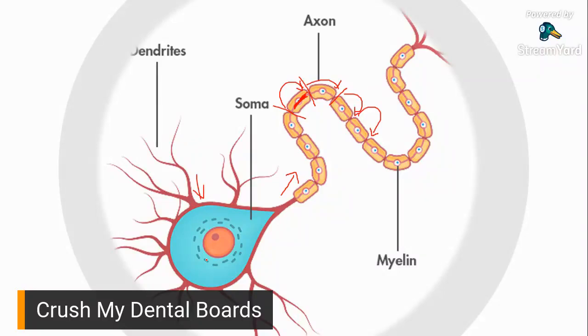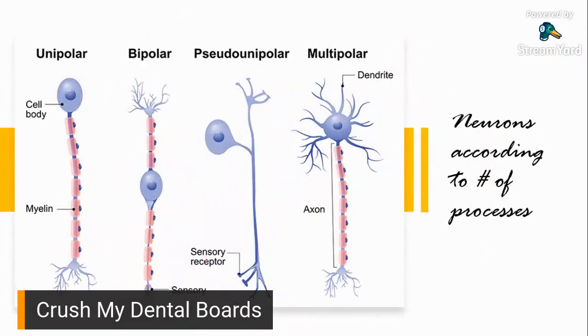Now, in the nervous system, we do have different types of neurons. This time, the different types of neurons are based on the number of processes that they have. When you talk about unipolar neurons, such as this one, why is it unipolar? Because you just have one long axon.